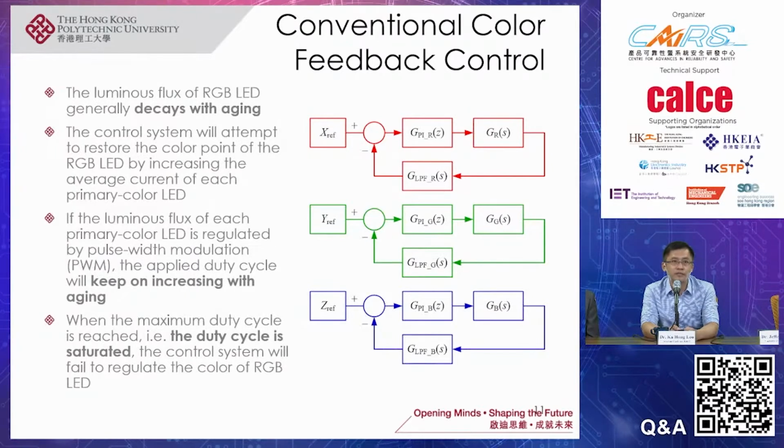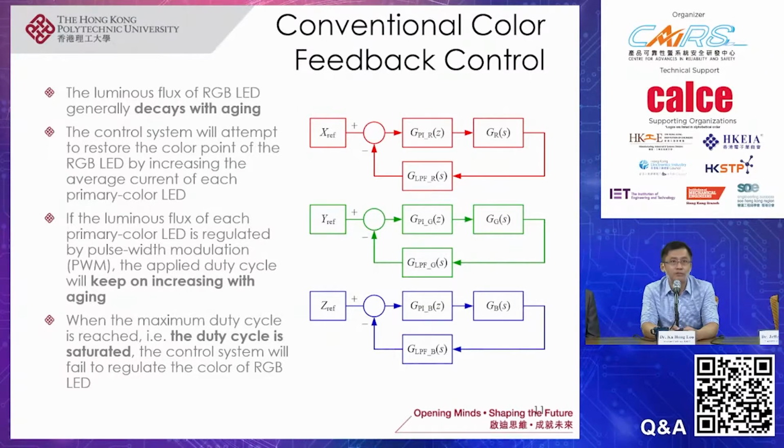The control can be represented in the block diagram on the right-hand side. Each primary color LED will emit some luminous flux, which is measured by the photo sensor, and the measured value will be compared to a reference value. The error signal will be used to drive the LED driver, so as to output the correct amount of current to maintain the luminous flux of the LED. The same is repeated for each primary color LED.